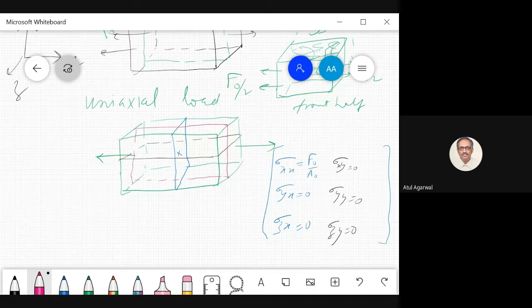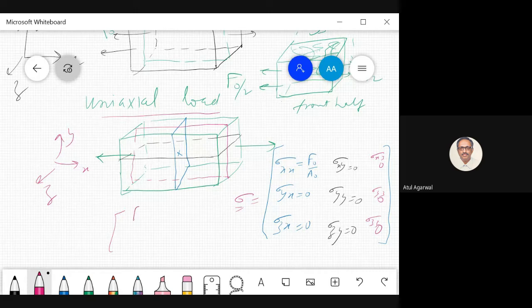So this plane has a normal vector in z direction. Again, I showed you there are 0 stresses on this. So this was your sigma xz, sigma yz, sigma z. So this is a stress tensor for a uniaxial load situation. You see this is simply F naught by A naught. All the other terms are 0.